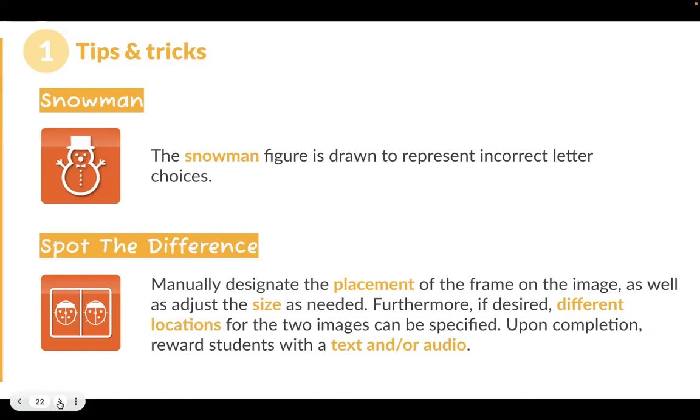With the Snowman, we know that one. You can configure it to represent incorrect letter choices instead of using the hangman graphic. And with Spot the Difference, you will manually designate the placement of the frame on the image, and you can adjust the size as needed. If desired, you can specify different locations for two different images. And then upon completion, you can always do that reward with text or audio.